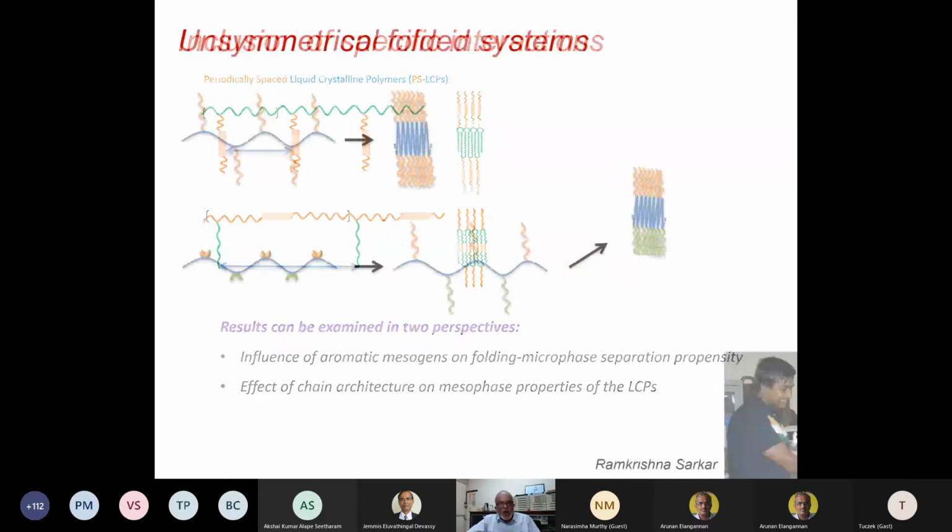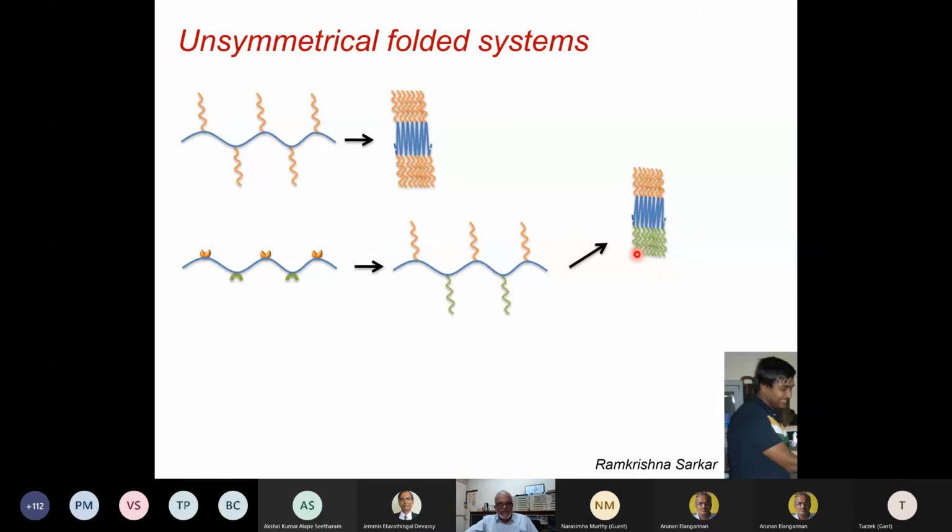So before I move on to the "and more" part, I see that I have 13 minutes left. What Ramakrishna did was, I told you that if I have periodically located segments of one type on a backbone, it folds in a zigzag fashion to put these brown segments on either side of the folded chain. Ramakrishna developed a strategy where you can put two different segments, but located alternately. Okay, so you can put a brown segment in every alternate location and a green segment in every other alternate location. And if brown, blue, and green all don't like each other, it zigzag folds.